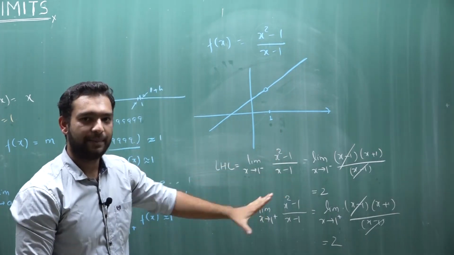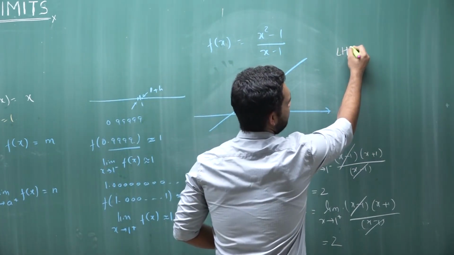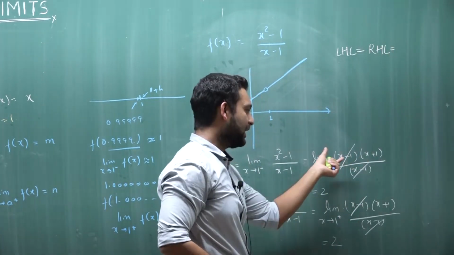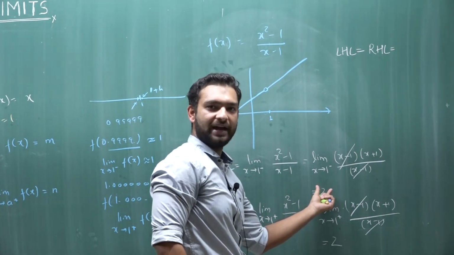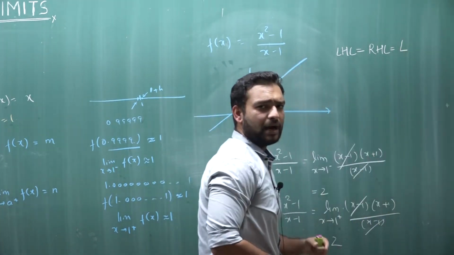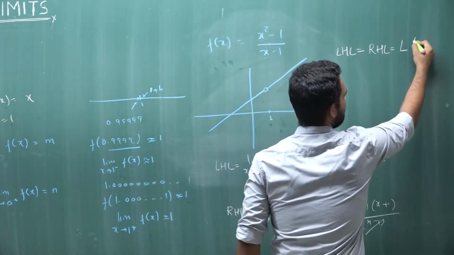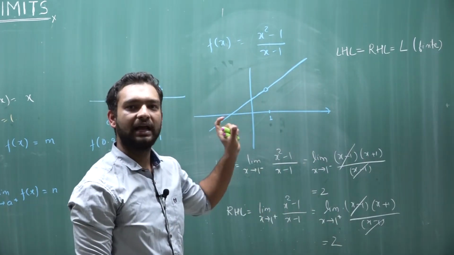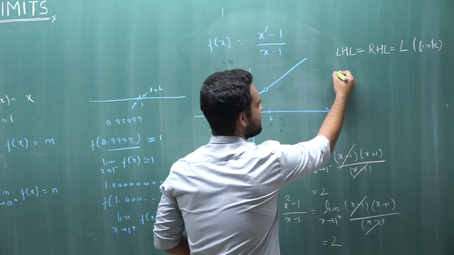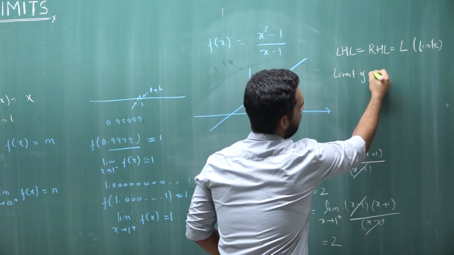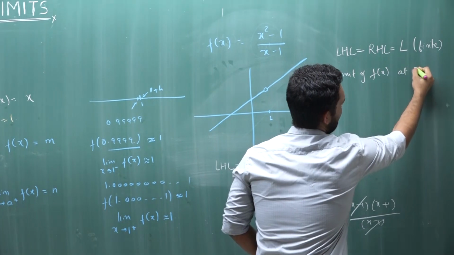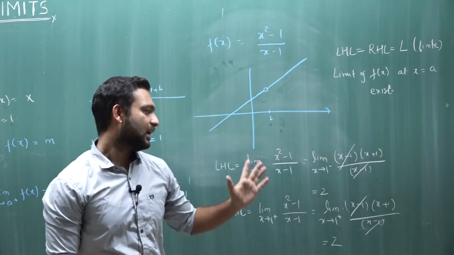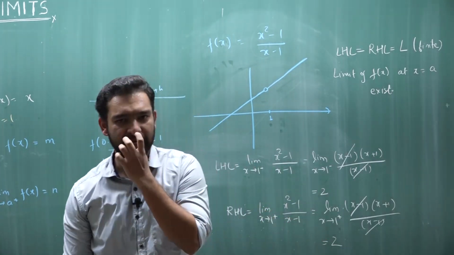Okay, so when this case happens, when your left hand limit comes out equal to the right hand limit, and both come out as finite quantities. This is 2, this is 2, finite quantities. They both come out as, let's say, the value L, which is a finite quantity. When your left hand limit is equal to right hand limit and both are equal to a finite quantity, we say that the limit of f of x at x is equal to a exists.